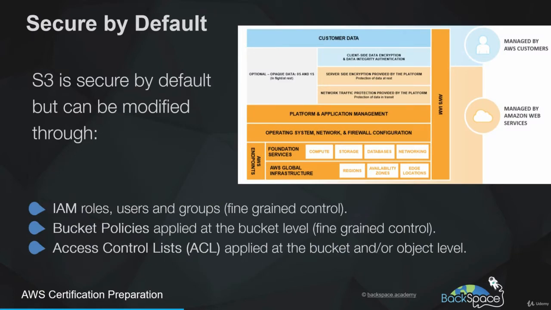S3 is secure by default. By default, everything is private, so you need to make it public if you want to change that. It can be modified through IAM roles, users and groups, and that will give fine-grained control. You can also have bucket policies applied to that bucket, and that again will give you similar fine-grained control that IAM roles have. But you can also have access control lists, and they can be applied to either the bucket or the object level. They're not as fine-grained, but they are another level of security you may want to attach to your S3 buckets.